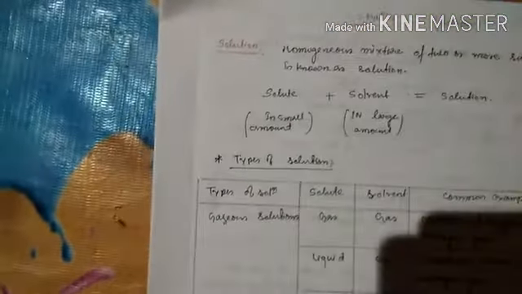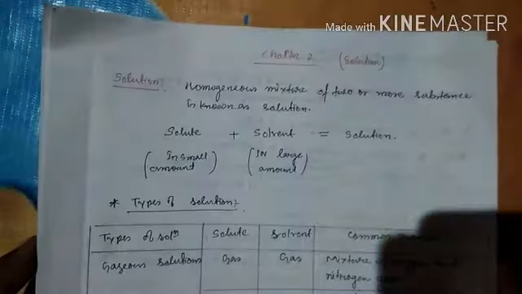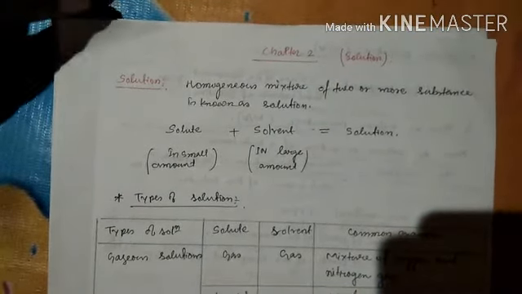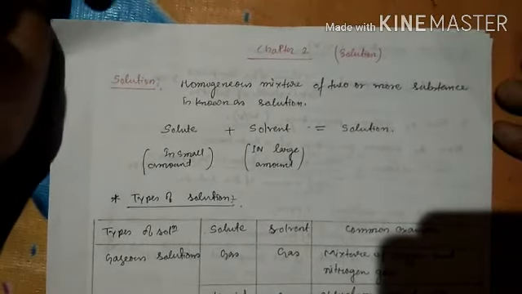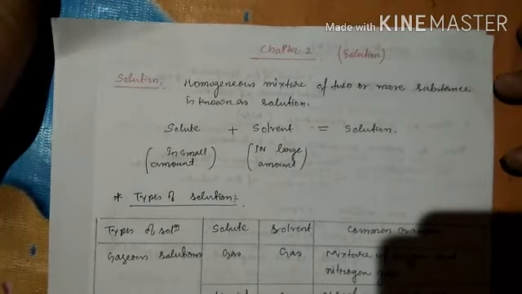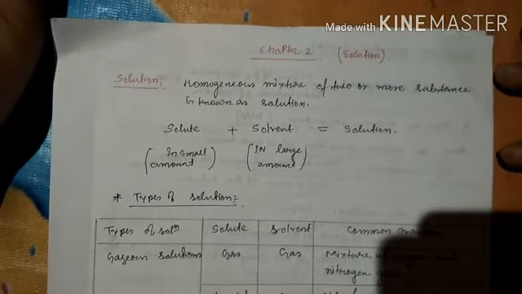Today we are going to start our second chapter. The second chapter is the solution. Now, see. In common sense, what is the solution? A solution is simply the mixing of two substances. Solution mix means the mixing of two substances. Now, how are we mixing, or in what proportion are we going to mix? This is the main concept of solution.